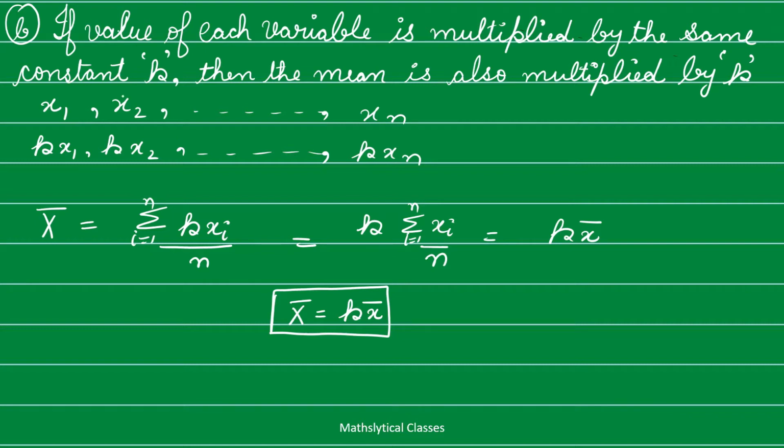Even if we, instead of multiplying, divide all the numbers by a constant k, the new mean x bar will be 1 upon k times the old mean. If we change xi to 1 upon k times xi, how will the mean be affected? The new mean will be equal to 1 upon k times the old mean.